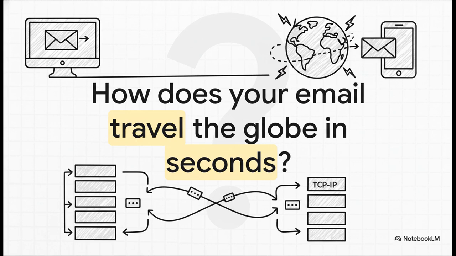But first, just stop and think about this for a second. You hit send on an email and poof, it just shows up on someone's phone, maybe thousands of miles away. How does that even happen? Well, it's not magic, not at all. It's all thanks to a universal set of rules, a shared language that all our computers have agreed to use. And the frameworks for these rules, that's exactly what the OSI and TCP/IP models are for.